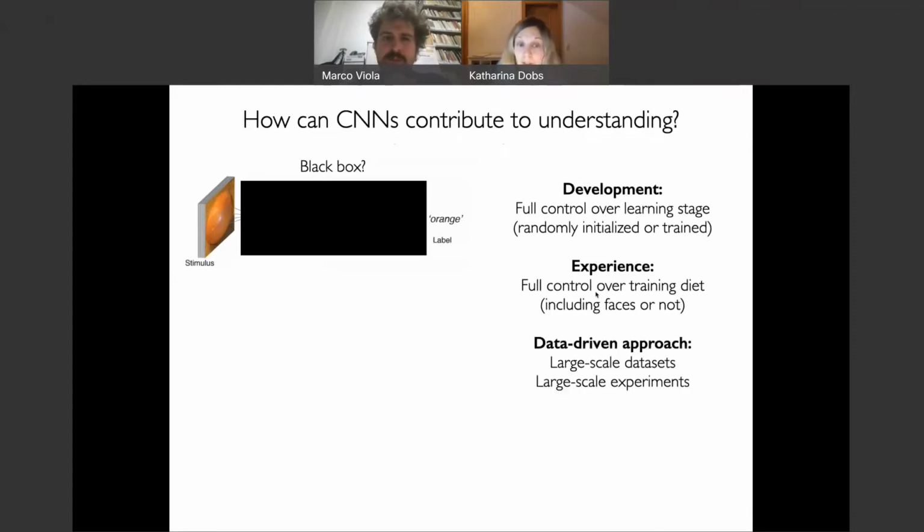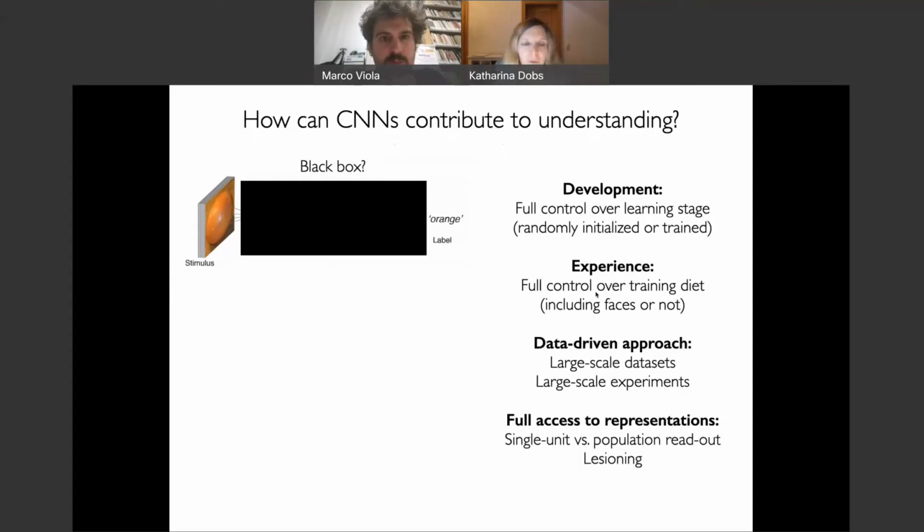And all of these approaches are data-driven, so they use large-scale data sets and large-scale experiments, and they overcome lots of limitations that we have with current experimental setups, where basically there's only a limited amount of stimuli that you can show your subjects in the scanner in your experiments because of their attentional scale and how long they want to focus.